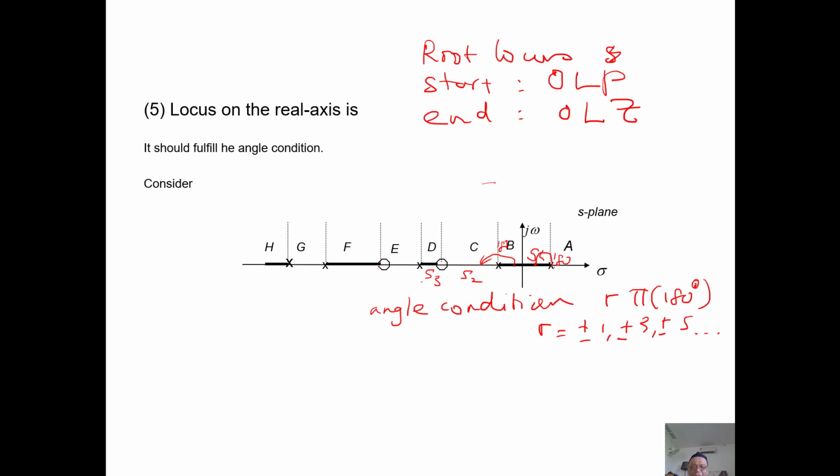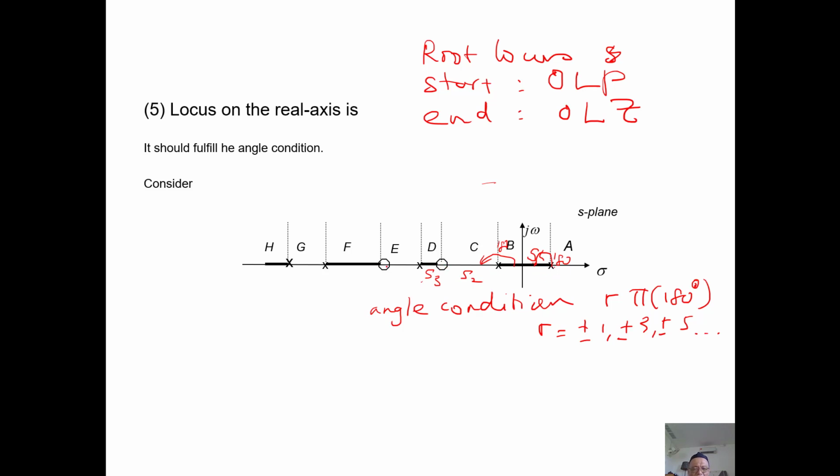So you see that in general, if you take a test point and look on the right, if there is an odd number of poles and zeros, then it is a root locus. For example, here, if you look on the right, the number of poles is 1. 1 is an odd number. But if you take S2 and look on the right, how many poles? There are 2. 2 is even, so it's not a root locus. And if you take point S3, you look on the right, how many poles and zeros? 2 poles and 1 zero. So the total is 3. So this is an odd number.